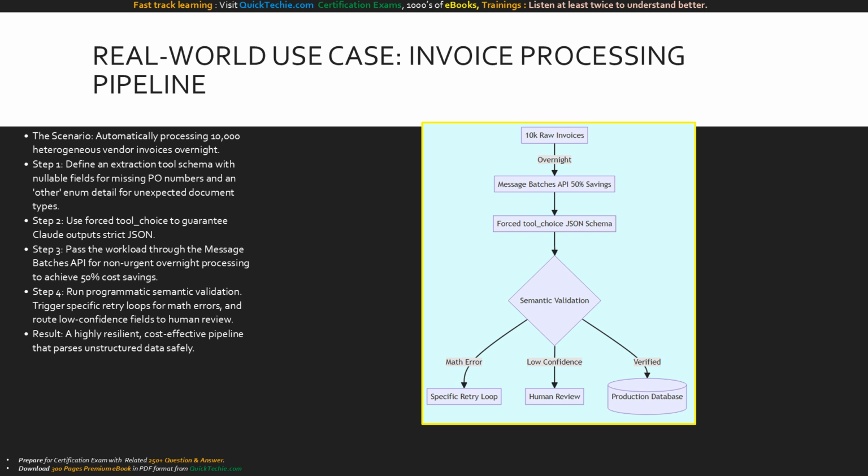This final architecture summarizes our production pipeline. Raw invoices hit the cost-effective batch API, flowing into our forced schema extraction. The resulting JSON hits our semantic validation layer. Errors route to specific retry loops, ambiguities trigger human review, and only verified, semantically sound data makes it to your production database.